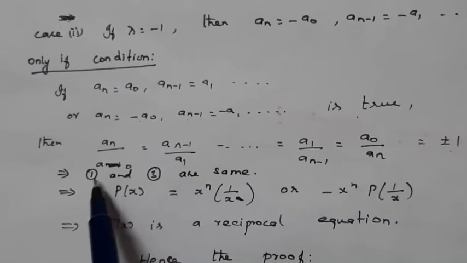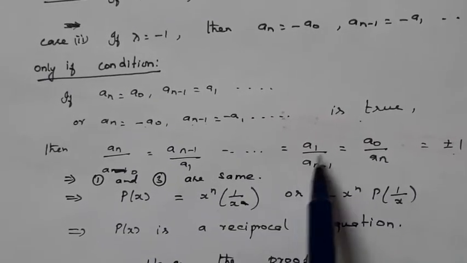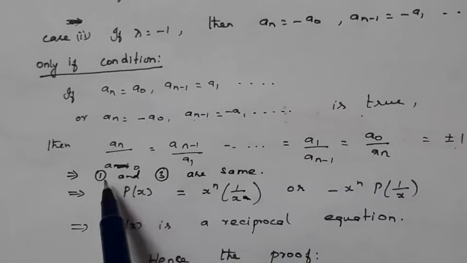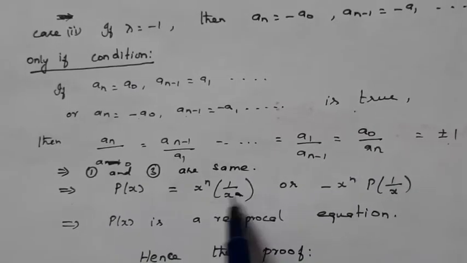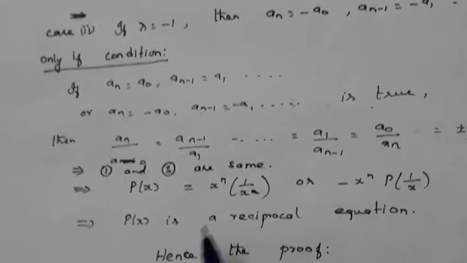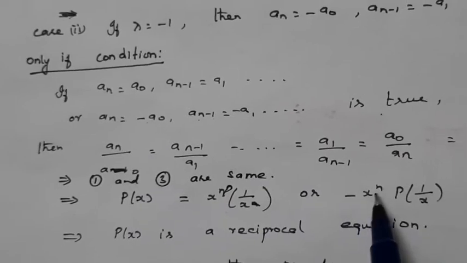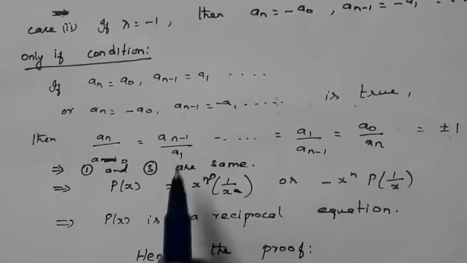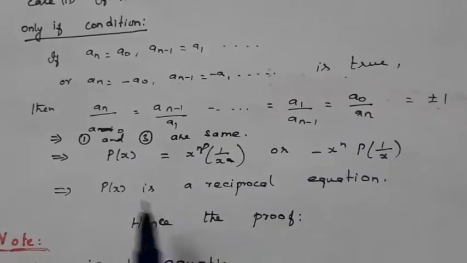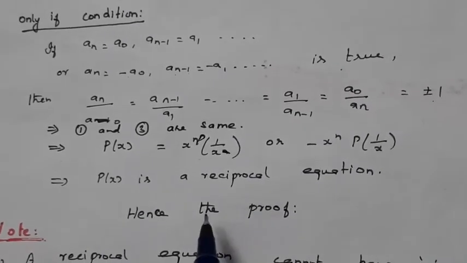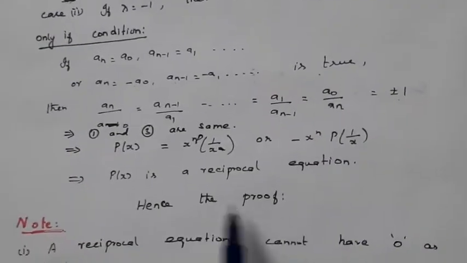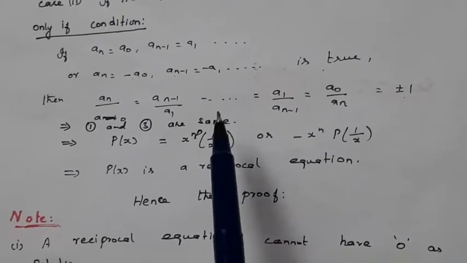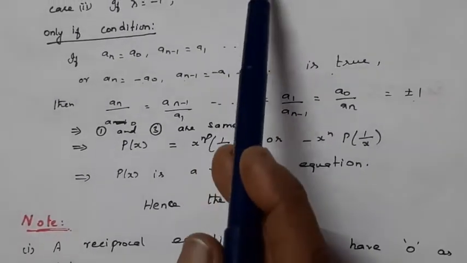That means that equations 1 and 3 are the same, as the ratios of the coefficients are equal. Equations 1 and 3 represent the same equation. That means that p of x is equal to x power n into p of 1 by x, or it will be equal to minus x power n into p of 1 by x in the case of the second, minus 1. So that means that p of x is a reciprocal equation. So just reversing the same steps, we are going to get the only if condition, and this is the proof. That means that we have taken p of x a reciprocal equation and we have proved these two results.